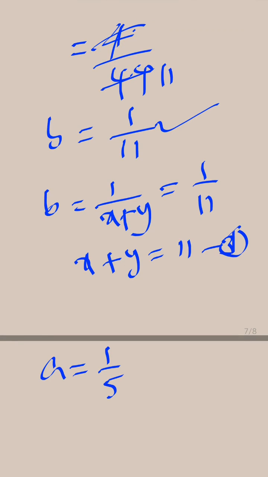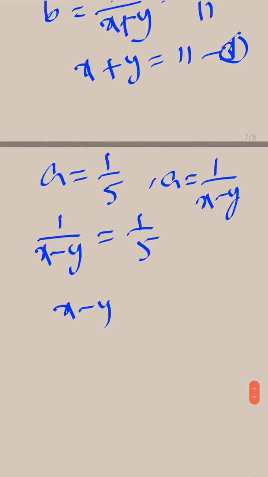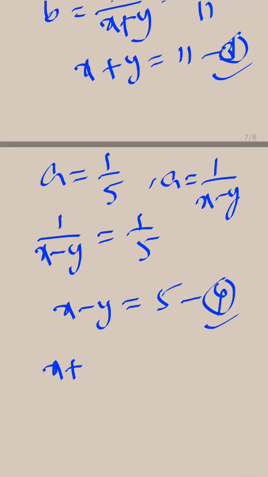But already a is equal to 1 by x minus y, which we selected earlier when we reduced. Both the equations are equal, means x minus y is equal to 1 by 5. So when these two are equal, x minus y is equal to 5. This is the fourth equation. Our final aim is finding x value and y value. So by solving the third one and fourth, we'll get x value, y value. That is x plus y is equal to 11, x minus y is equal to 5.